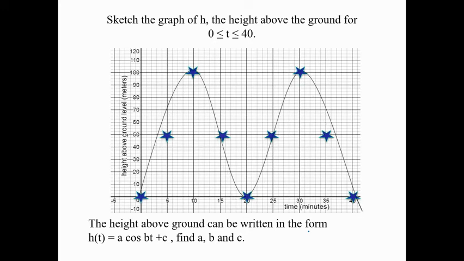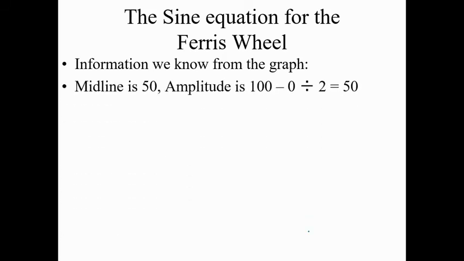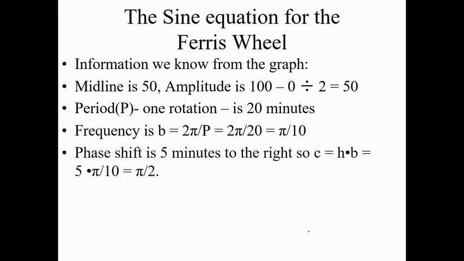By putting the points down and then graphing the line, we can see again, we are actually looking at another cosine wave. I think I'd rather deal with the cosine wave and not have a phase shift. So we know the midline is 50 because 100 minus 0 divided by 2 is 50, and the amplitude is also 50. The period for one rotation is 20 minutes, so our frequency is pi over 10. The phase shift is 5 minutes to the right.